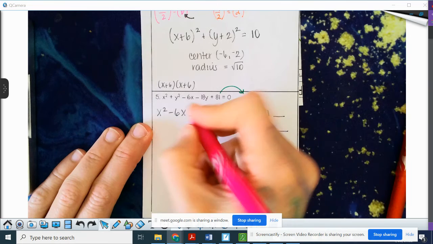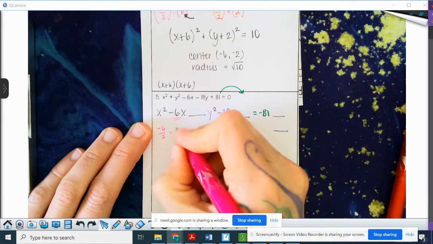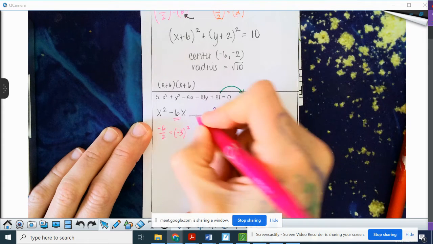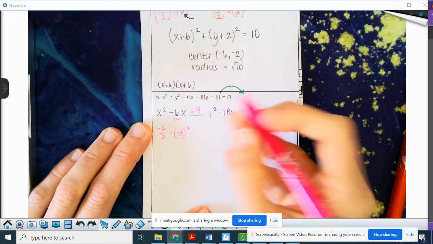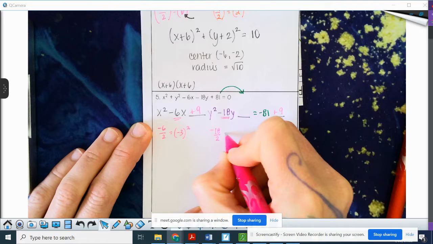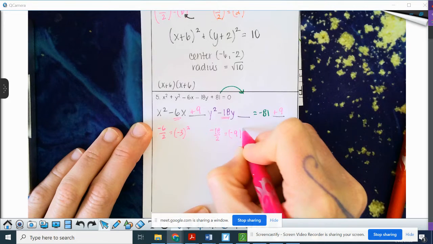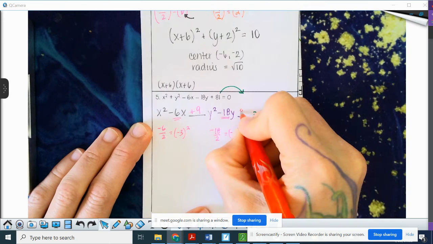Take our b value, divide by 2, then square it. Just going to add 9, add 9. Take our b value again, divide by 2, square it, which is going to give me a negative 9 times negative 9 will give me a positive 81.